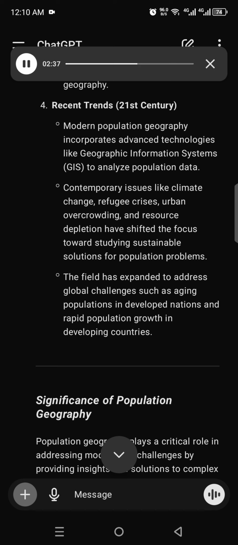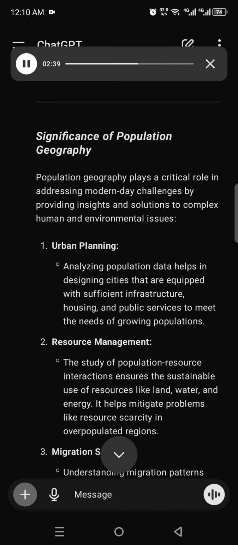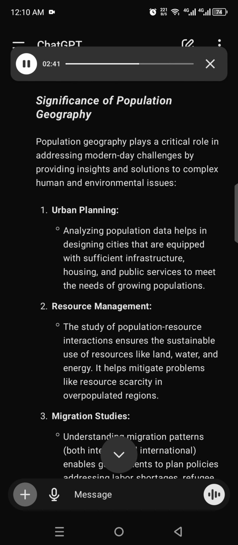Significance of population geography. Population geography plays a critical role in addressing modern-day challenges by providing insights and solutions to complex human and environmental issues. 1. Urban planning. Analyzing population data helps in designing cities that are equipped with sufficient infrastructure, housing, and public services to meet the needs of growing populations.